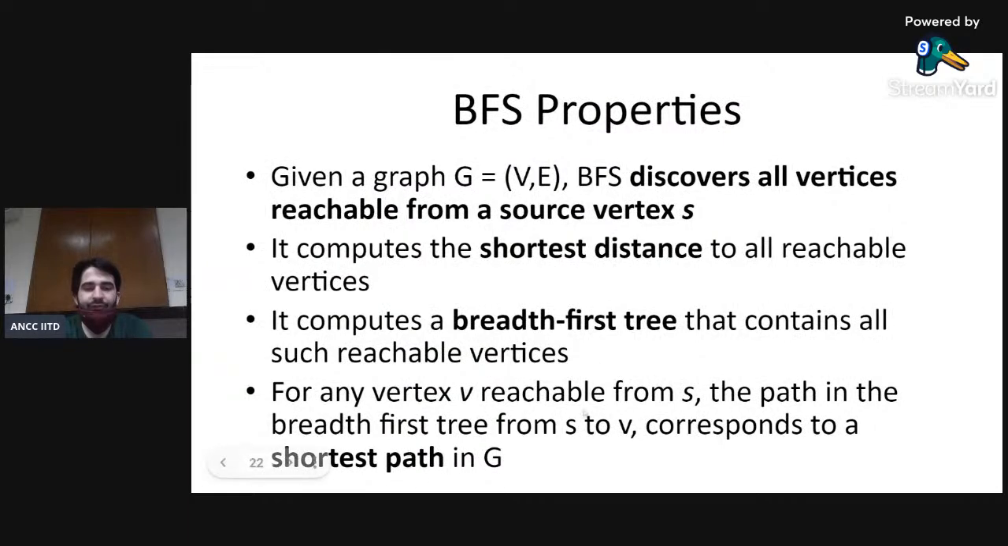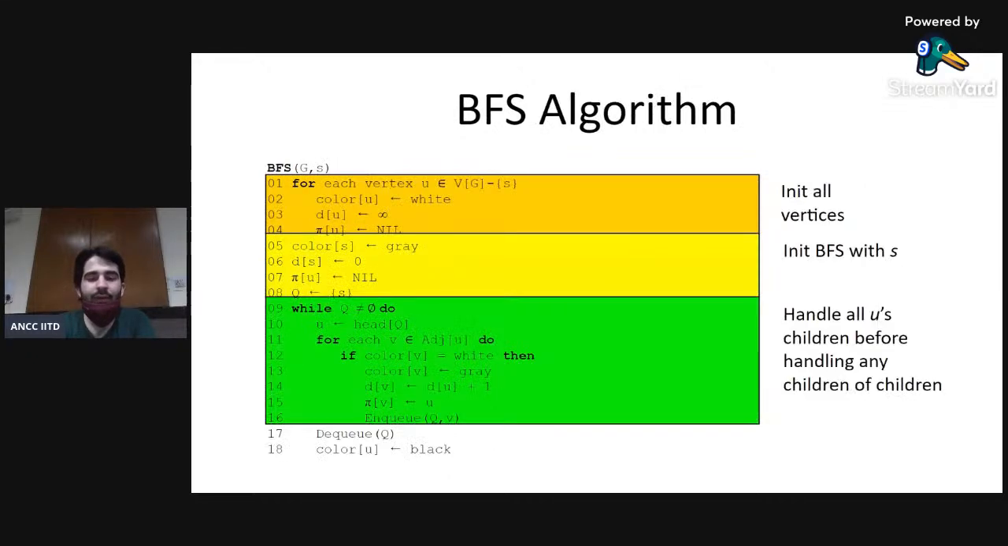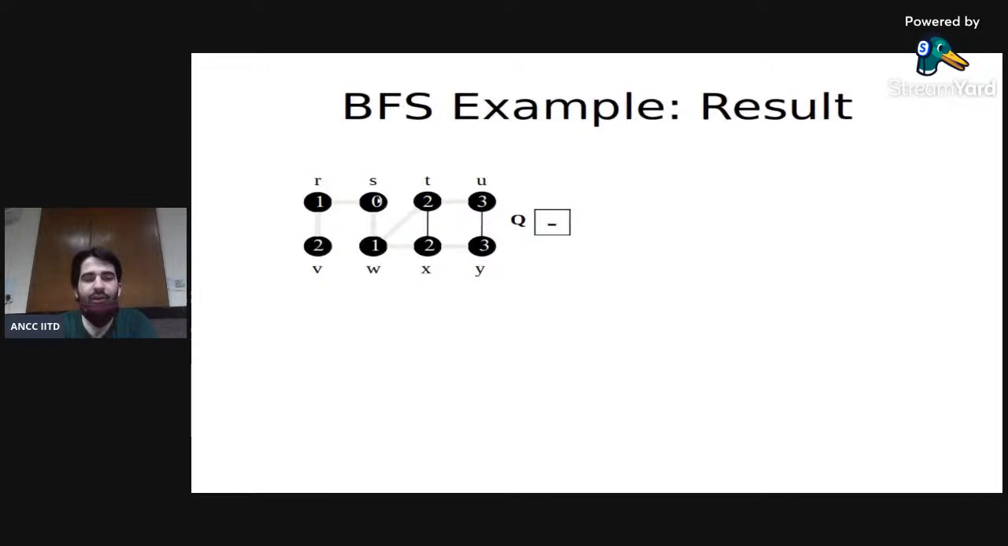And for any vertex v reachable from S, the path in the breadth first tree from S to v corresponds to a shortest path in the graph. Whatever path we find in the tree, any path in the tree is unique, because there are no cycles. You can argue that every path in the tree is unique, and this path is exactly the shortest path in the graph.